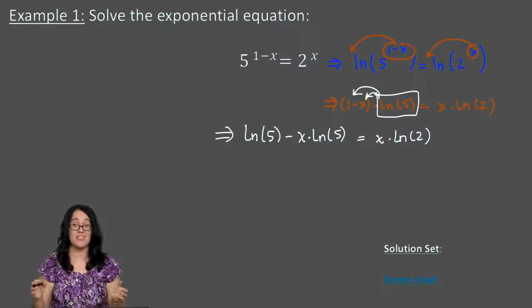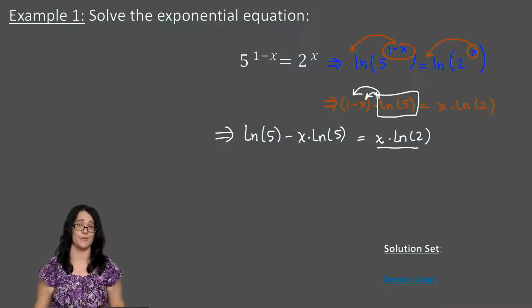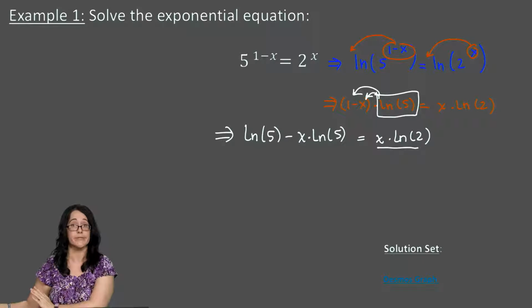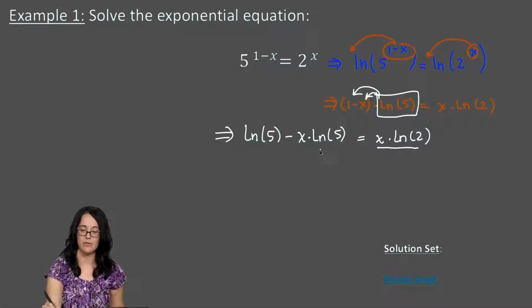But keep in mind, that's just a number, right? If I had negative 2x there instead, and if I had on the other side, instead of ln 2 times x, if I had 5x, you would know what to do. That's right. You would move all the x's to one side, and you would isolate x, wouldn't you? Exactly. So let's continue with what we know to do.